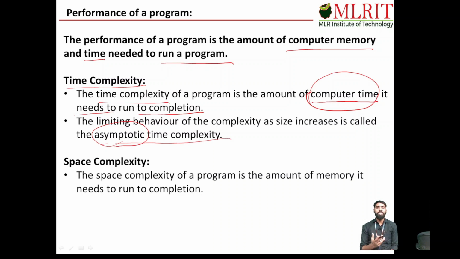Space complexity. What is space complexity? Time complexity means how much time it requires to execute a program. Similarly, the space complexity of a program is the amount of memory it needs to run to completion. To execute a program, the program needs a certain amount of memory. That complexity is known as space complexity, and the time is known as time complexity.